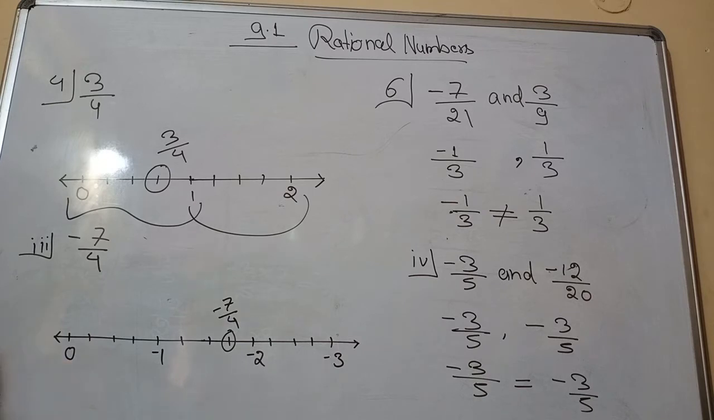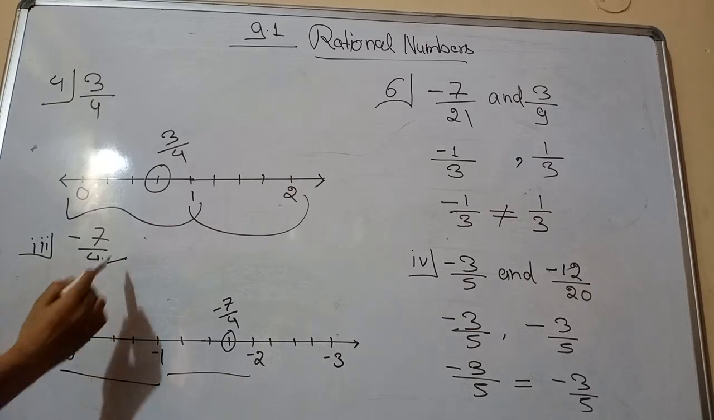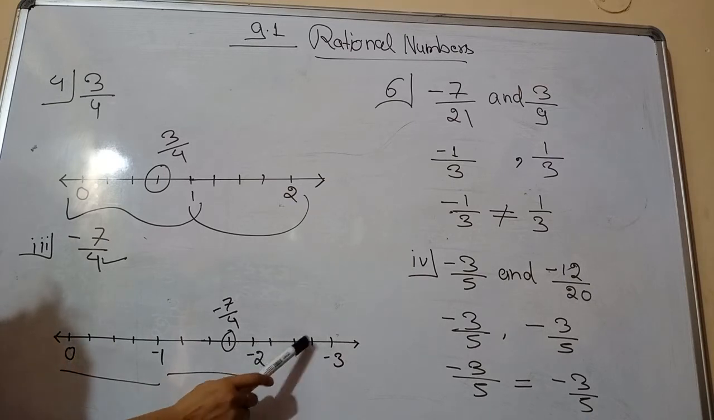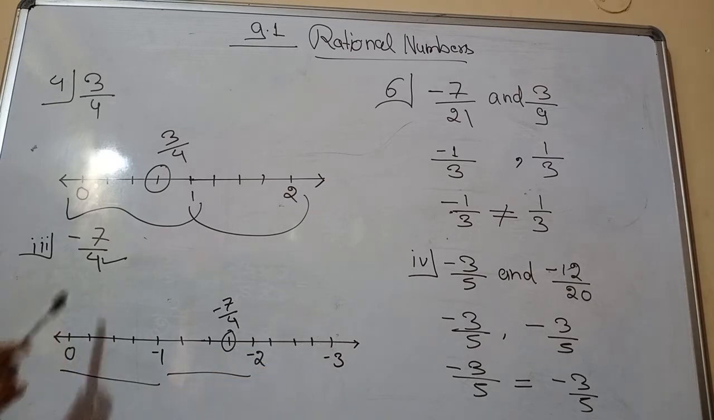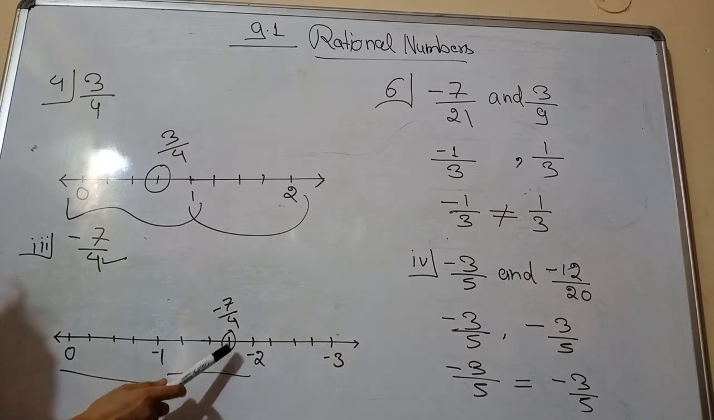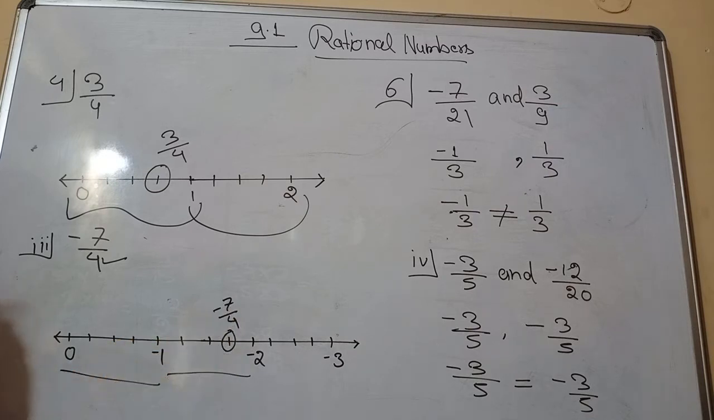So 0 to 1, the first part, the second part and the third part have to be divided into how many equal parts? Equal to the denominator. So what is the denominator? That is 4. So 1, 2, 3 and 4. This one also 1, 2, 3 and 4. And 2 to 3 also 1, 2, 3 and 4. Now start counting. We have to represent minus 7 by 4. So 0, 1, 2, 3, 4, 5, 6 and 7. So this point is called minus 7 by 4.